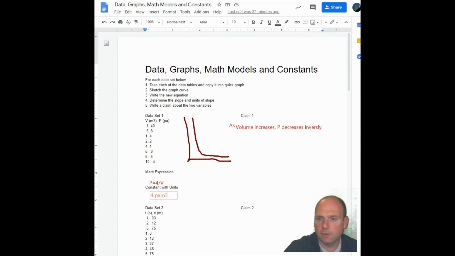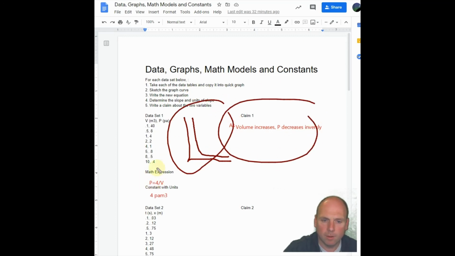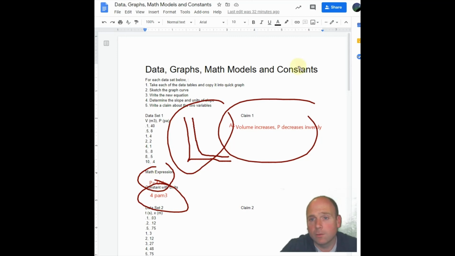And so that's all I have. So we're going to have 4 things that you need to add and do to each one. You need to do the graph, the claim, the math model, and the constant with units. All right, and do that for each of your data sets and hit submit on this. And that's Wednesday's assignment.